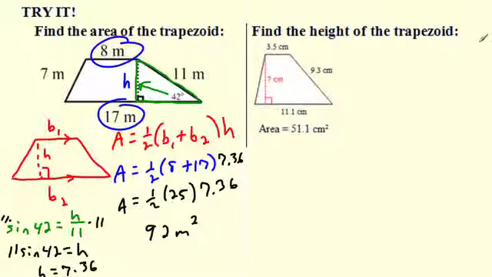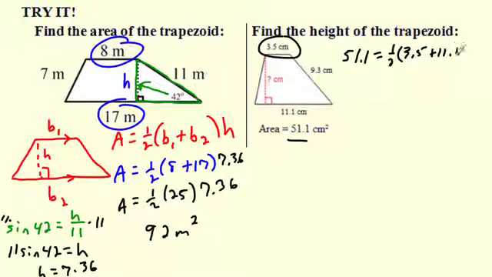Very nice. How about the other side here? Find the height of this trapezoid. So here I'm giving you the actual area. The area is 51.5. You have to find the height. So now check this out. One of the bases is 3.5. The other base is 11.1. And what is the actual height? You've got to solve for h.